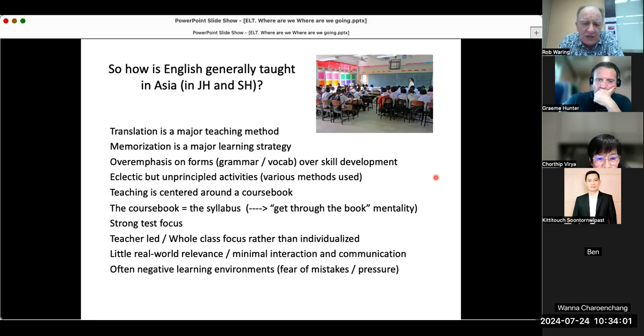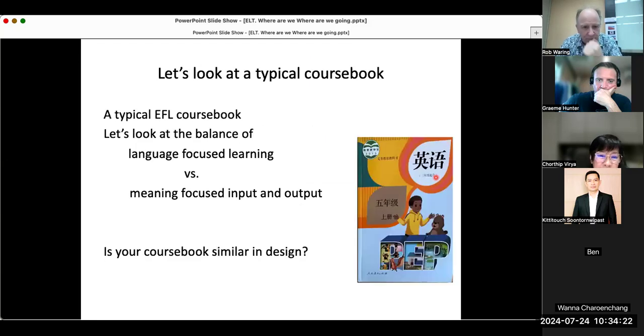Very often the situation is quite negative in terms of affective emotions. Many students, where I teach a lot in Japan, a lot of the students have a fear of making mistakes. They feel the pressure of the class moving too quickly, or the pressure of a test coming up, or the pressure of the amount of work they've got.